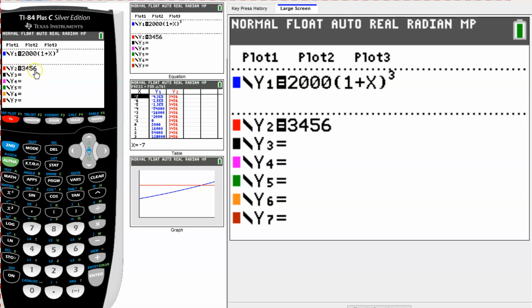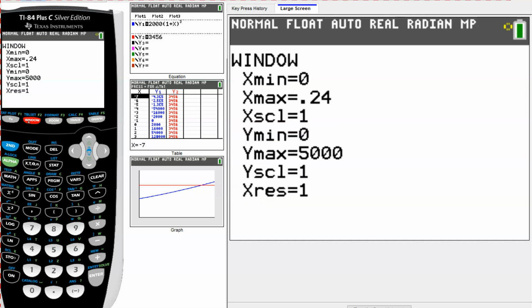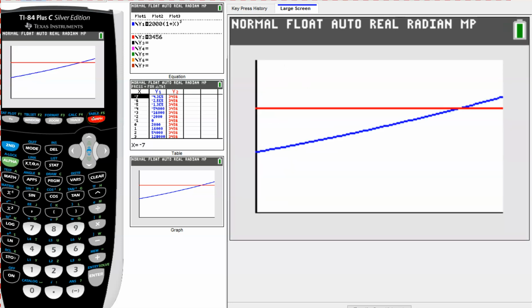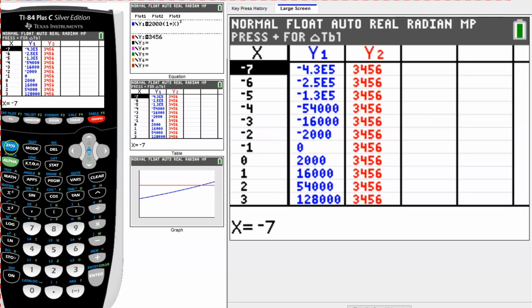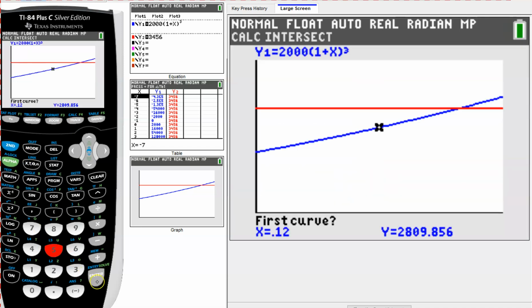I matched it to number 37. I added a different number when I was teaching this the first time through. So let's just make that 3456. Let's not change our window. And then here's our graph. And then I'm going to calculate the intersection again. And that ends up to be 2%, or 20%, sorry.